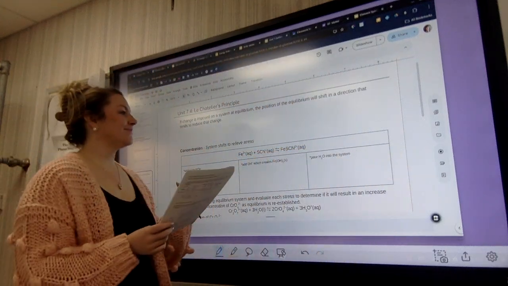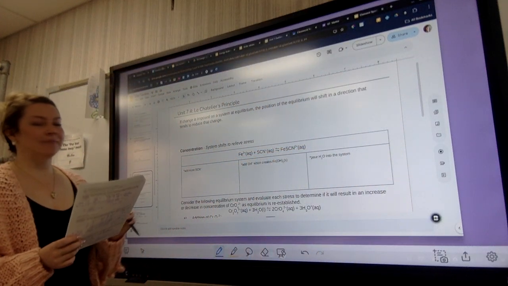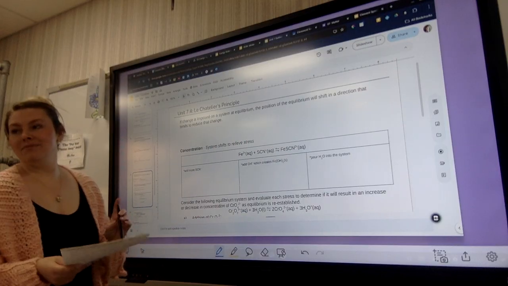Ice tables are not clicking for me. Ice tables are confusing. Okay. It's just a way to organize here. Yeah, I don't get it.